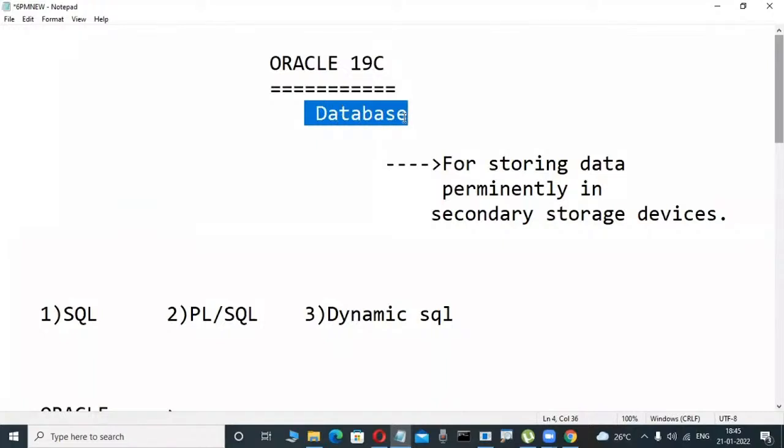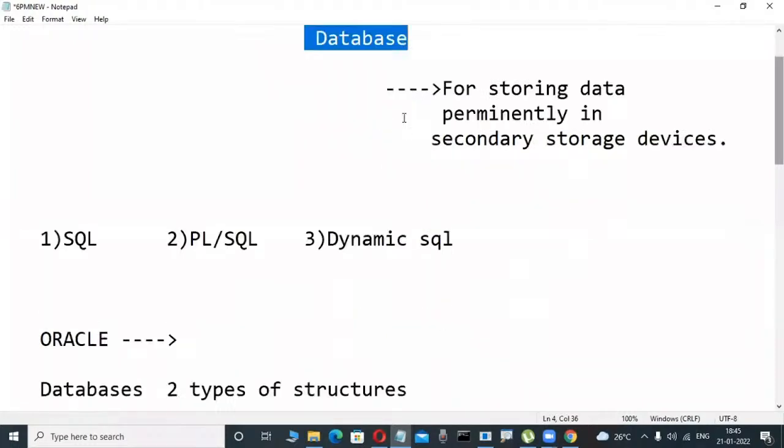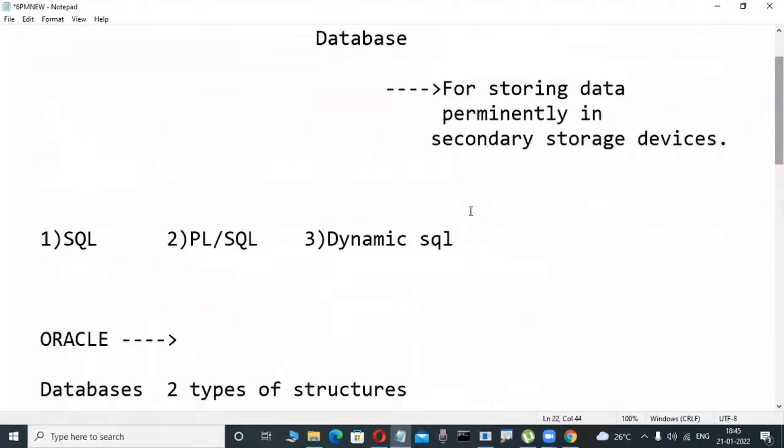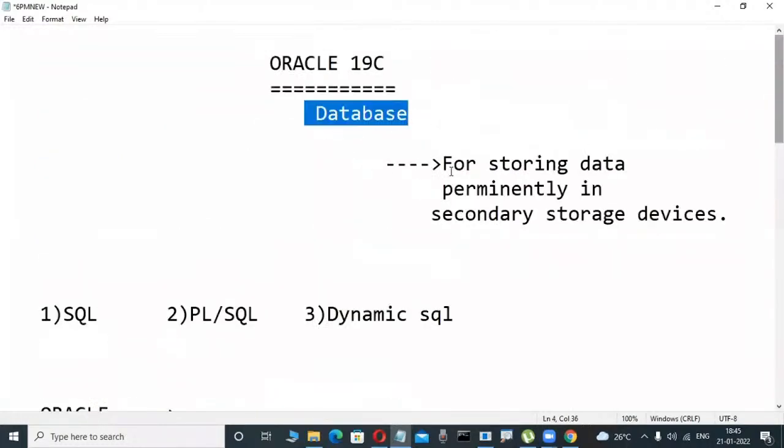What is a database? If anybody asks, as developers we tell them it is a place where we can store a structured collection of data. That is the logical side. What is the purpose of databases? Not only storing data permanently, but also retrieving and fetching data efficiently from some place.